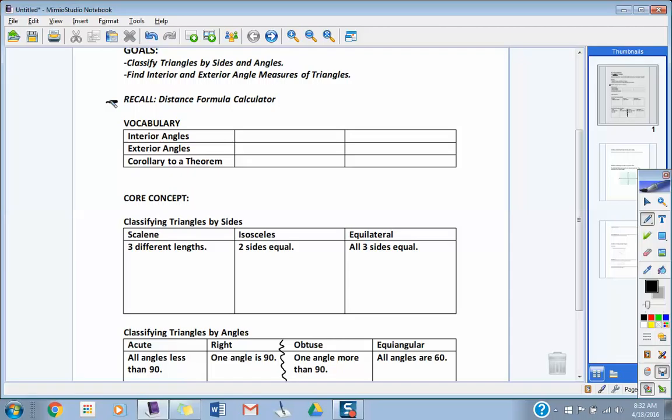Interior angles are going to be angles inside or outside of the triangle? Inside. Going to be angles inside, right? Angles inside of the triangle. Okay? How about exterior angles then, guys? Okay, angles outside. I'm going to show you what I mean by angles outside of a triangle.